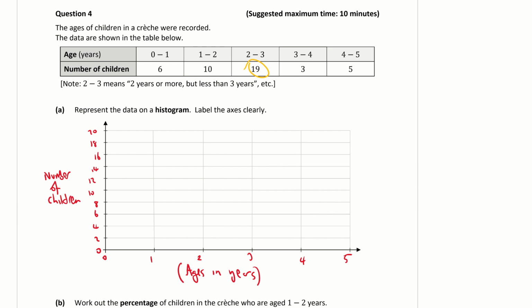Now representing the data. So my first one is number of children 6 from 0 to 1. So I'm going up to 6 again with a ruler here. So from 0 to 1. Then I'm going from ages 1 to 2. That's 10 children. Again, it's a histogram, so the bars are going to touch. 2 to 3 is 19 children.